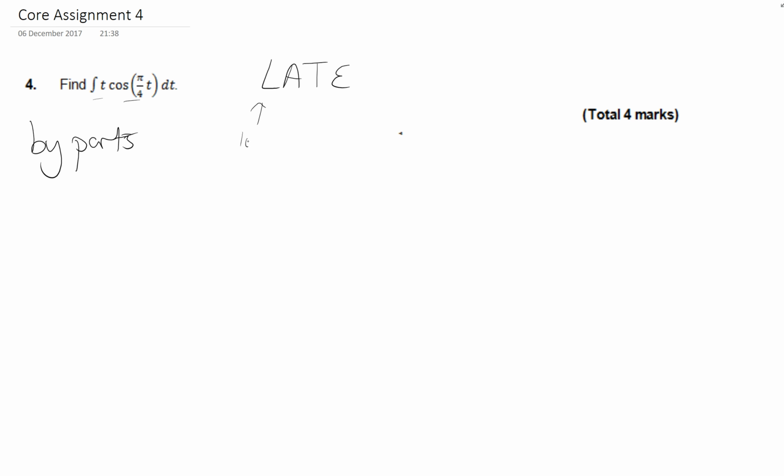Logs, have I got any logs? No, I don't have any logs. Algebra, I've got my t term, and then I've got that big trig term. So this tells me that my u term is going to be the algebra term, because a comes before t in the acronym. So that is going to be t, and then dv by dx is going to be cosine pi by 4 t.